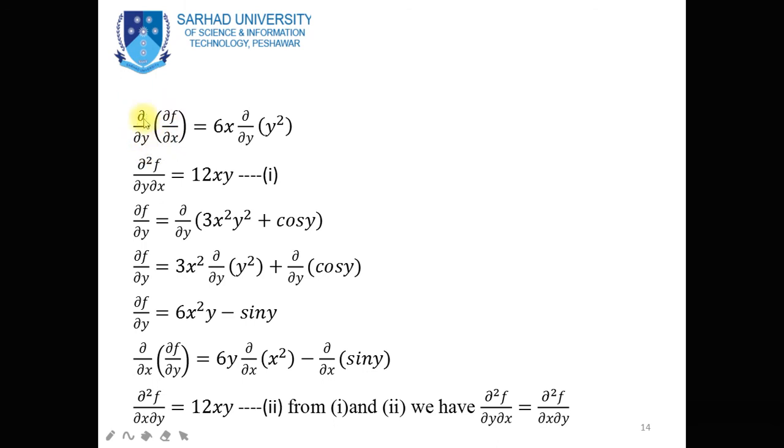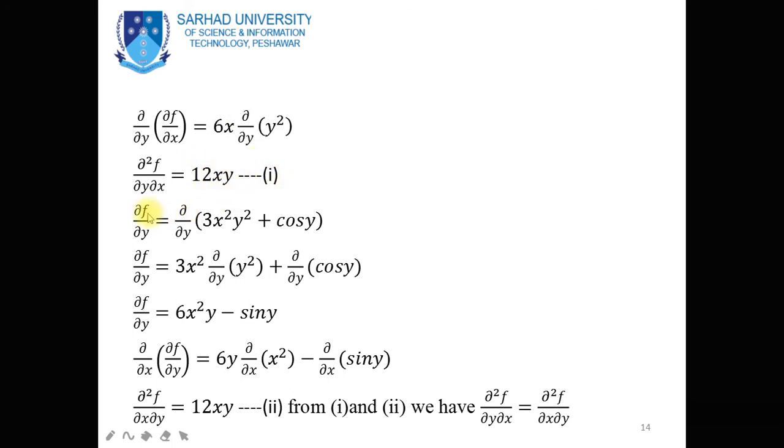So this symbol can now be written as partial square f by partial y into partial x. So the obtained result is 6 into y square, and the partial derivative with respect to y of this obtained result is equal to 2y. So 2 times 6 is 12xy.